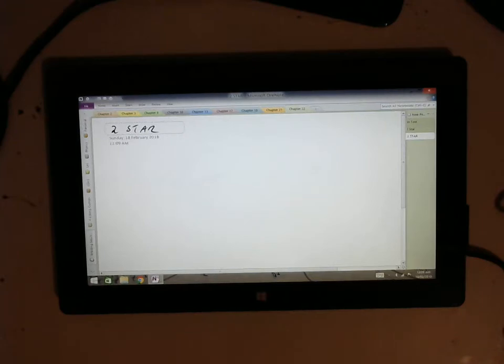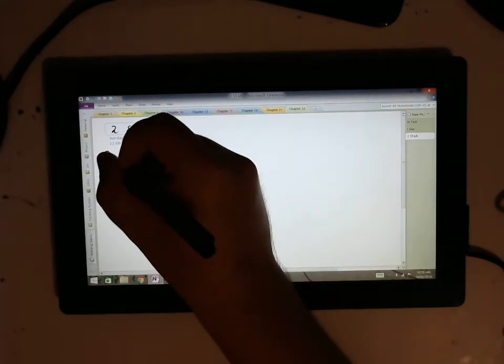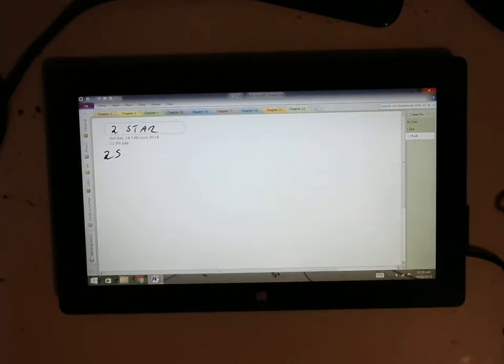G'day guys, this video is going to look at the 2-star questions of chapter 22 for Walding. Note that some of the later questions are still 1-star questions and you'll want the 1-star video for that. So our first 2-star question for this chapter is question 25, and we have a circuit diagram below.